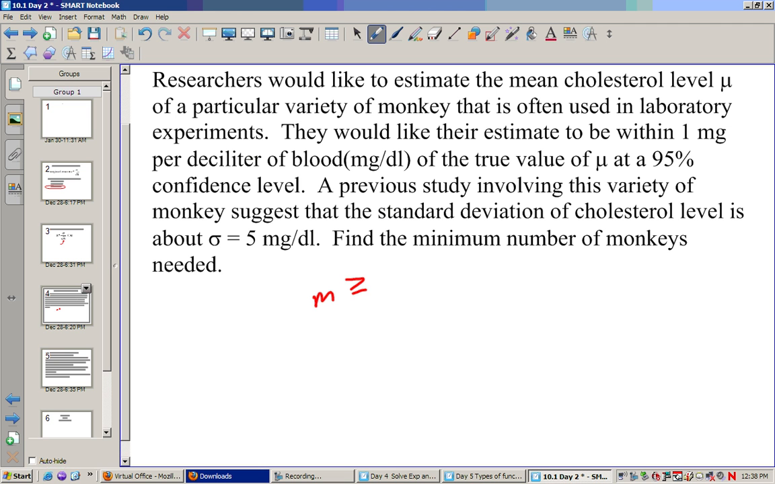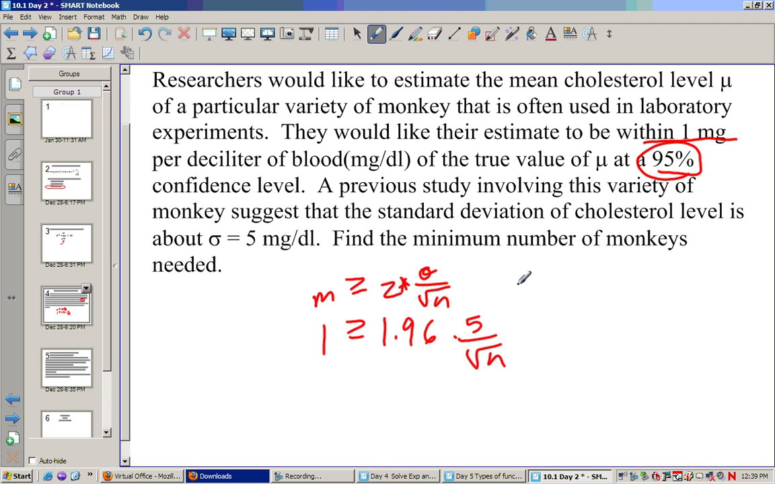So we use our formula, z star times sigma over the square root of n. We want our margin of error to be within 1 milligram. So that's 1 milligram. At a 95% confidence interval, our z star is 1.96. It suggests that sigma is 5, divided by the square root of n. Now there's many ways to solve this. What I'd do is multiply 1.96 times 5, and you get something just a little bit less than 10. I'll take my calculator out. 5 times 1.96 is 9.8. So we have 9.8 over the square root of n.